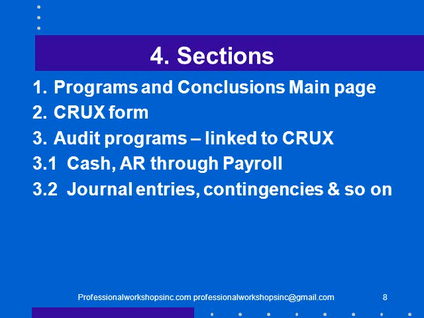There are the programs for cash and receivables all the way through payroll, where we have a number of assertions that we have to address, and we're going to assess a high, moderate, or low risk of material misstatement. And then there are audit programs for journal entries, contingencies, going concern, and so on, where professional standards really give us an audit program. They say these are the procedures that you must do, and there's not a lot of assessing risk. There's just a standard list of procedures that are done. So they're a little different than, for instance, the cash audit program.